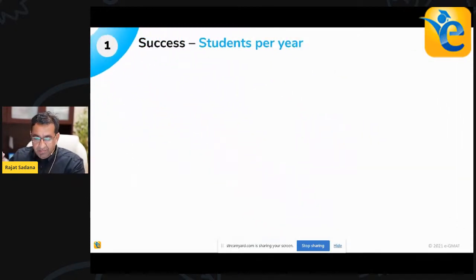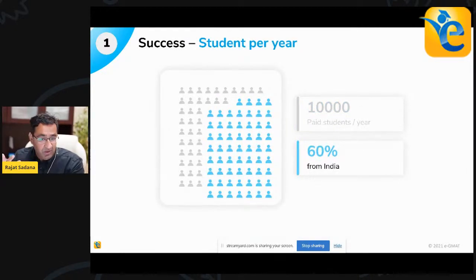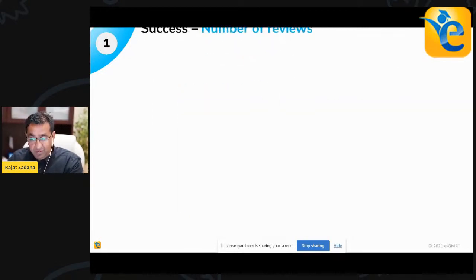e-GMAT as a company, we work with about 10,000 students a year or so, and about 60% of them are from India, but 40% of them are from the rest of the world as well. So we deal with a fairly wide gamut of students. South America is a huge source of customers for us, and we love folks from there because they're very, very diligent, and the kind of success that we've had is really good, both from South America as well as from India.